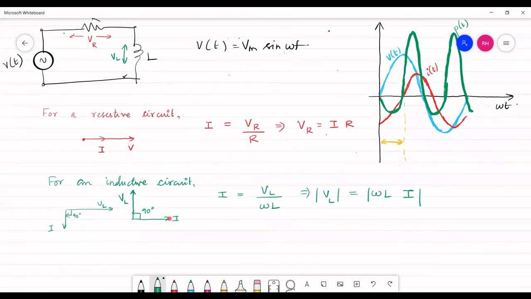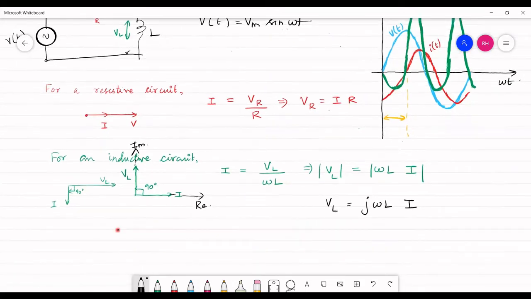And taking into account the phasor relationship, normally we consider this as our real axis and this as our imaginary axis. And hence VL could be now written as, we have VL along the imaginary axis, and hence it is written as J omega L into I. Now let us go back to this circuit and apply KVL.